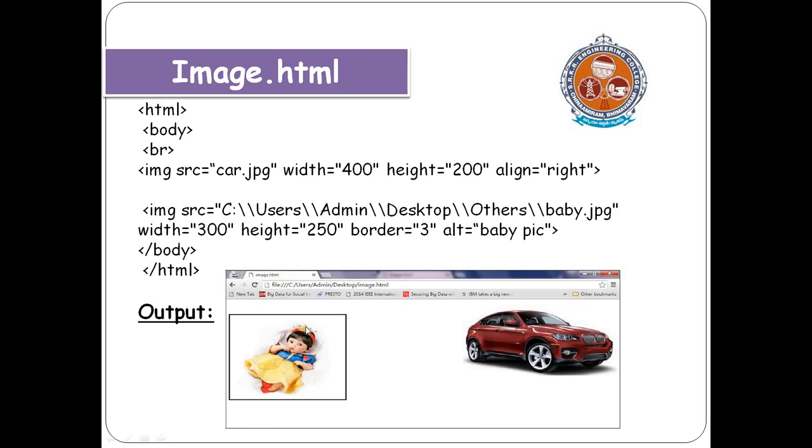Then width is 300, height is 250, border equals 3. That means whenever you define border 3, a somewhat thick border will be applied, but here we don't define any border. For alt equals baby pic, whenever you move the cursor over the image, some text will be displayed, that is baby pic. So this is the code for image retrieval.